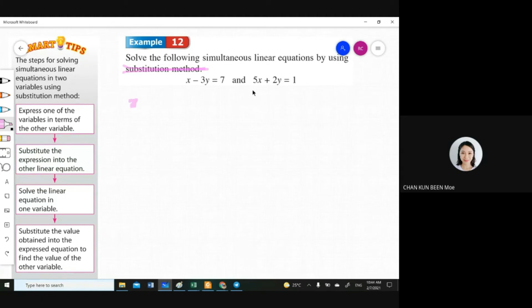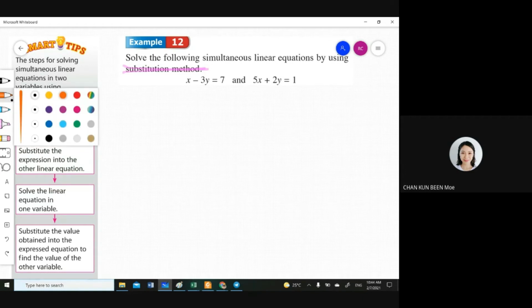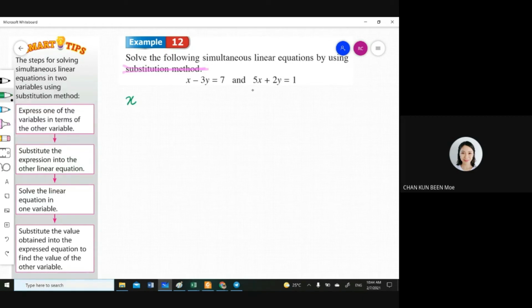You rewrite, oh sorry, I changed my ink first. I change color to refresh yourself. Okay, x minus 3y equal to 7. You rewrite it and label it as 1. Means this is the first equation. And then this one you also rewrite: 5x plus 2y equal to 1. So this will be the second equation. You label it. Okay, maksudnya ini persamaan pertama, ini persamaan kedua. Are you okay? Yes, now this is the first step.